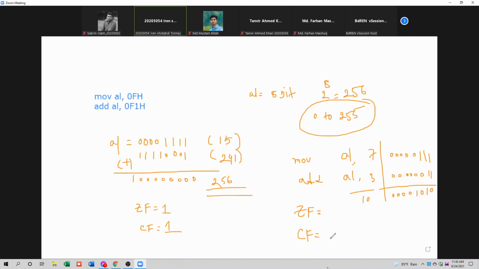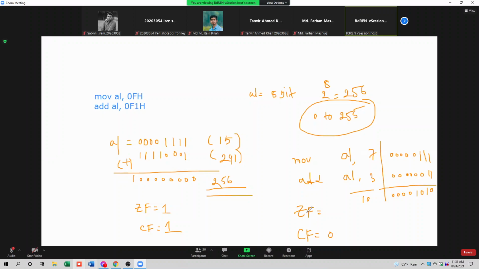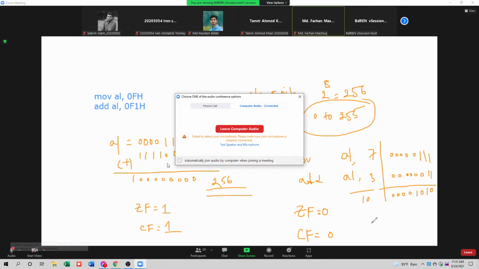0. What is the value of CF? 0. Very good, because we didn't get any larger or smaller number than the range. There is no carry bit. If the result has a carry bit, then the carry flag register's value will be 1. And what about the value of the zero flag register? The result is 10, not 0. That's why its value will be 0. Is it clear?